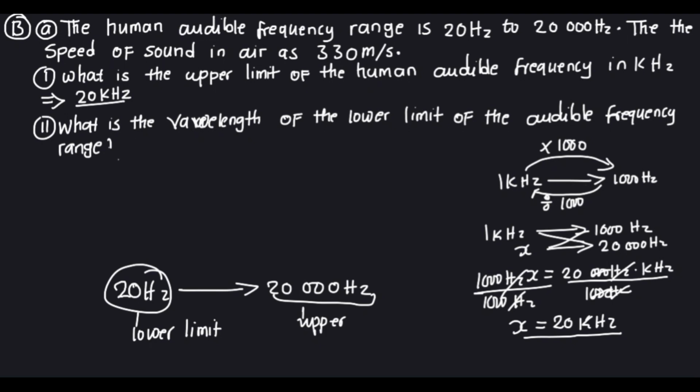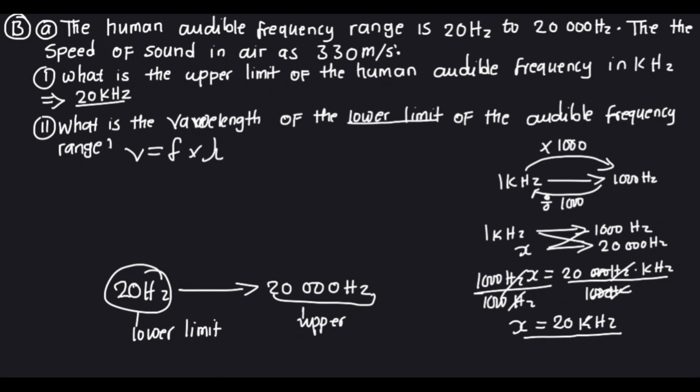Now let's move on to Roman number 2. Here we have the question that is asking us to find the wavelength of the lower limit. So the key here is the lower limit. This means that we are going to use the frequency for the lower limit of the audible frequency range. So let's use the formula. We know that the speed is equal to frequency times the wavelength. So what is the speed?